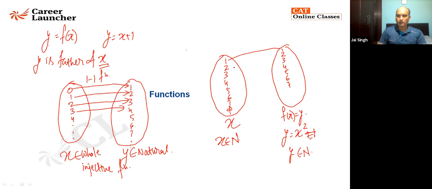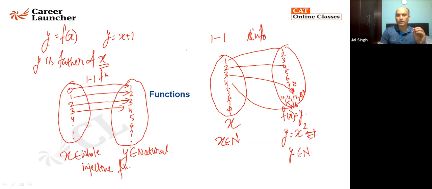So 1 square is 1, 2 square is 4, 3 square is 9. Say there's 8 also written here, then similarly 10, 11, 12, 13, 14, 15, 16. So 4 is connected with 16. This connection is again one to one, but this is known as an into function.